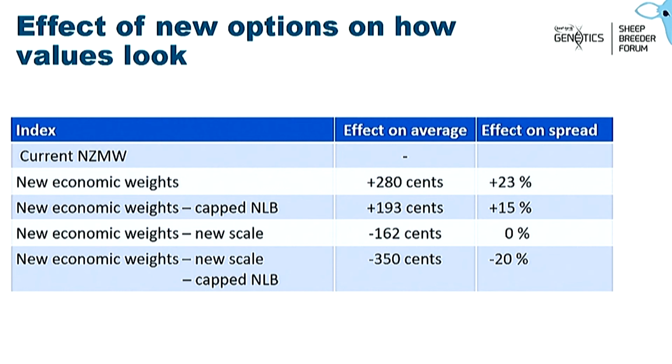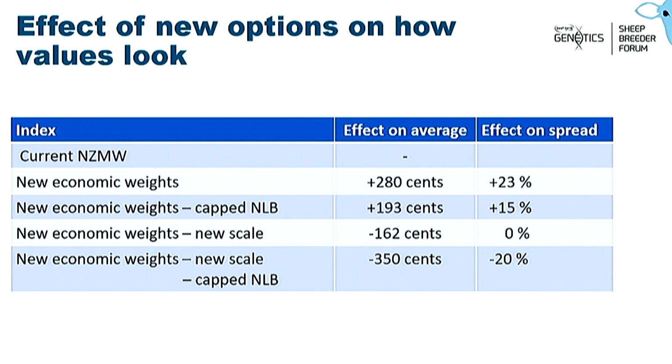If we go on this new scale I'm talking about, per lamb born rather than per ewe lambing, then we'd drop all your index values by 160 cents. That's about a year's worth of genetic progress, and it would have no effect on the spread. But if we put capped NLB in, which we definitely want to do with this new scale, then all your index values will drop by 350 cents, and the spread will drop by about 20%.